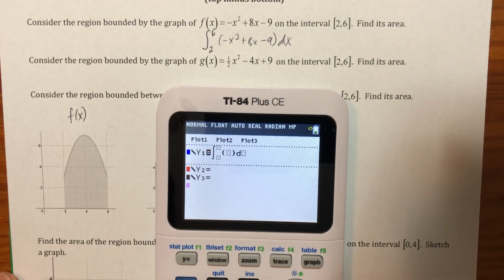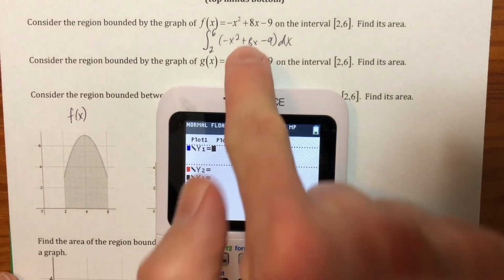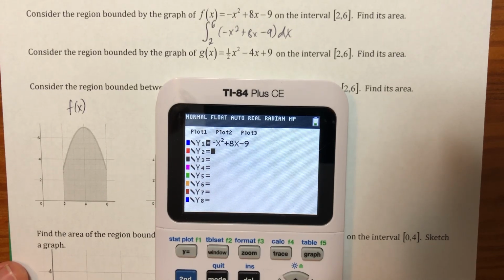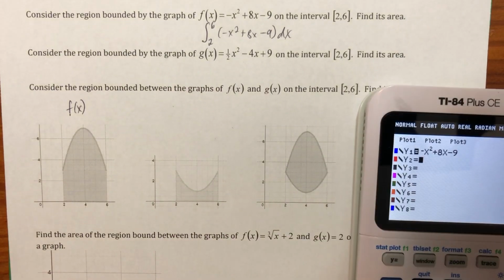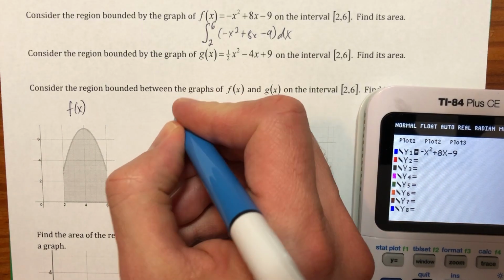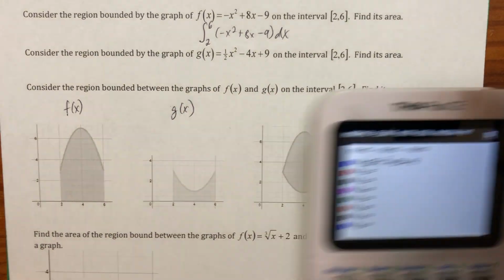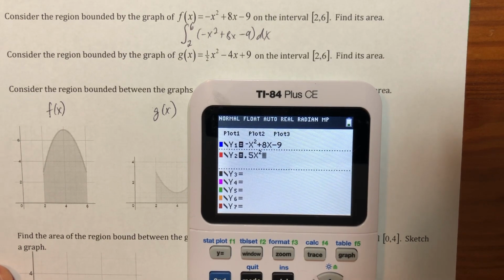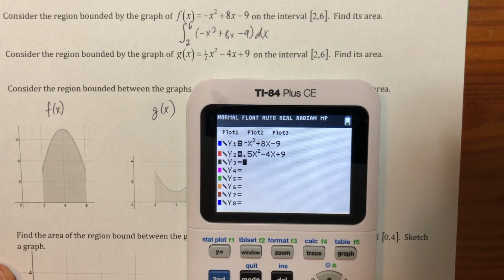So let's press y equals, and let's type it in there. Negative x squared plus 8x minus 9. You know what? I'm going to go ahead and type the next one too. So the next one is g of x. Hint, hint. This one's going to be g of x. So g of x is going to be 1/2 x squared minus 4x plus 9. And we're going to graph them.